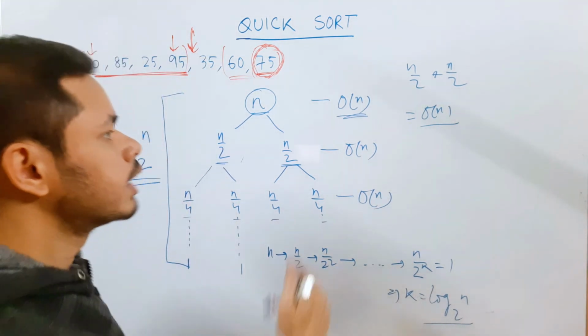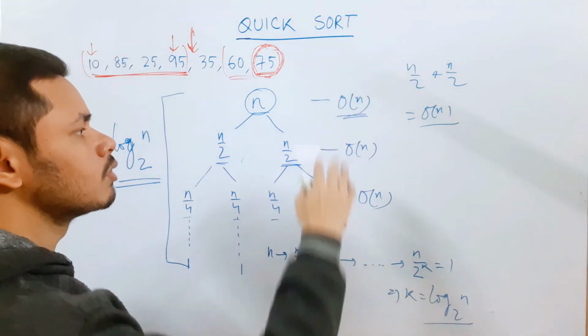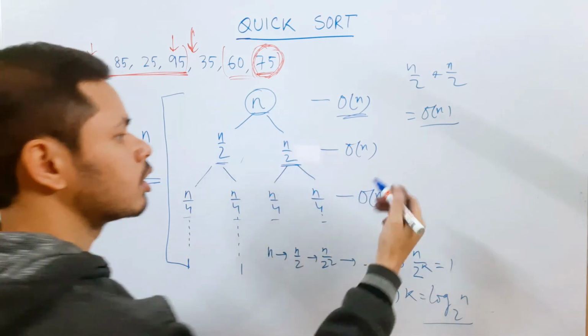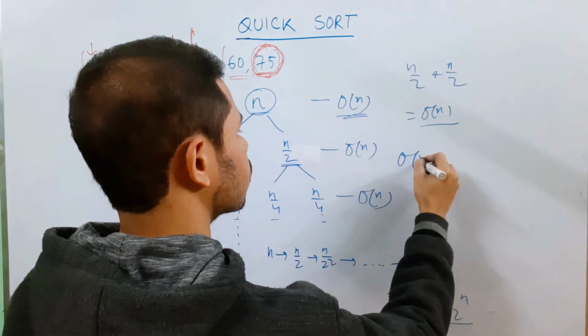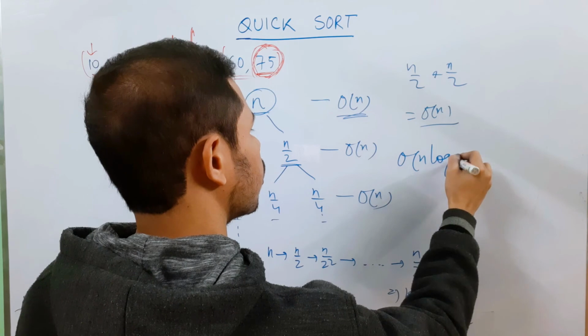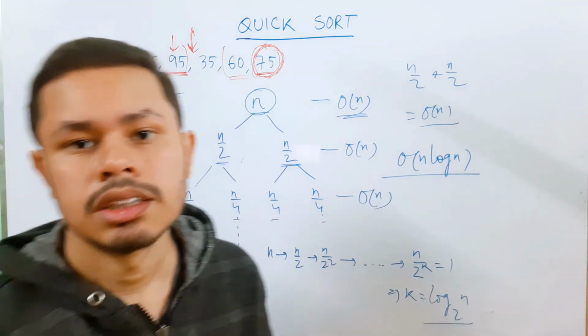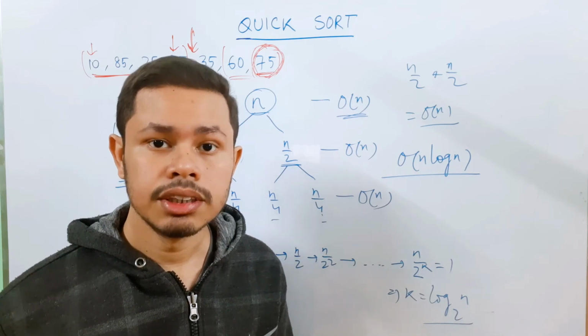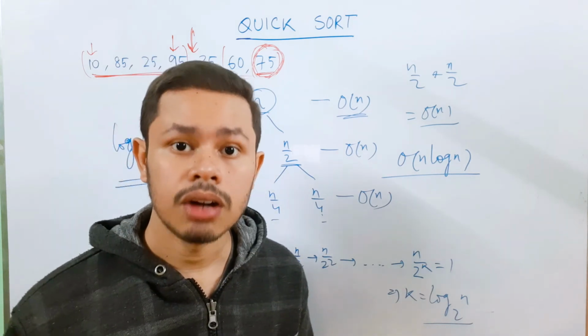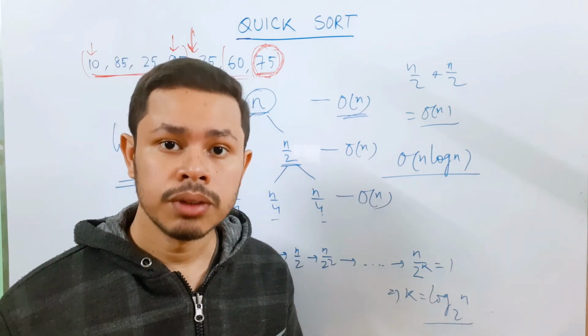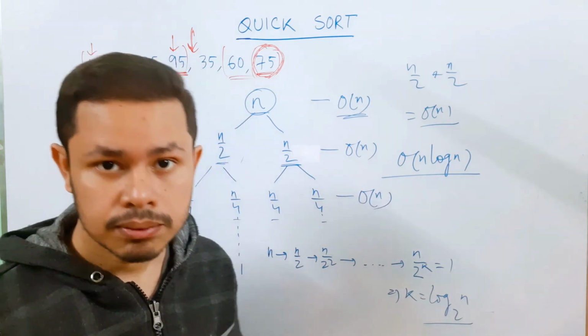So that will recur, and each level will require order of n time. So on average it will require order of n log n time complexity. So this is the average case time complexity of Quicksort. I hope you find this video useful for understanding how Quicksort works, how the code of Quicksort works, and what the time complexity of Quicksort is.